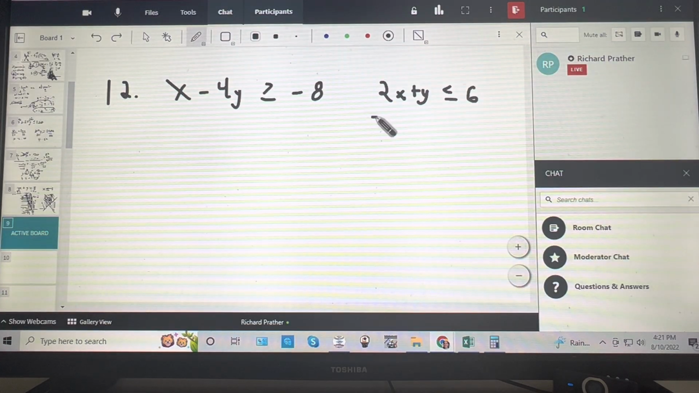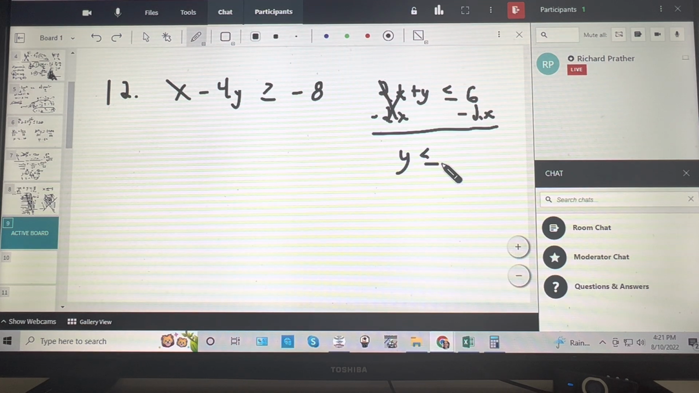So the second one's easier. You just have to subtract 2x. And now the y is by itself already. If you ever add or subtract, the inequality definitely never flips. It only flips if you multiply or divide by a negative.